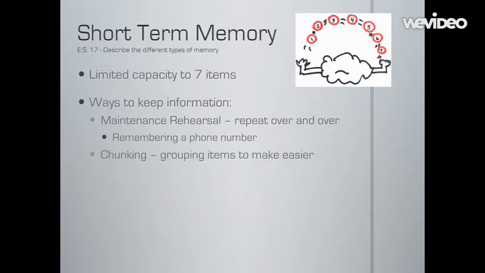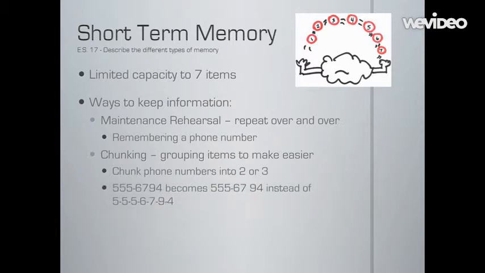Another way to kind of improve your memory for short-term is chunking it, grouping it so it's easier to recall that information. So generally, that's why phone numbers are grouped in 3s and 4s. You can also chunk it into 2s or 3s. So for example, the phone number that you can see there, 555-6794, could become 555-6794, instead of remembering each individual digit.